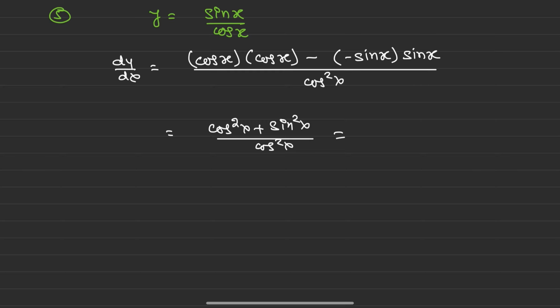Cos square x plus sin square x value will become 1. So it will become 1 by cos square x. It will become equal to sec square x. This will be our final answer. Okay, so I hope you are clear till here.